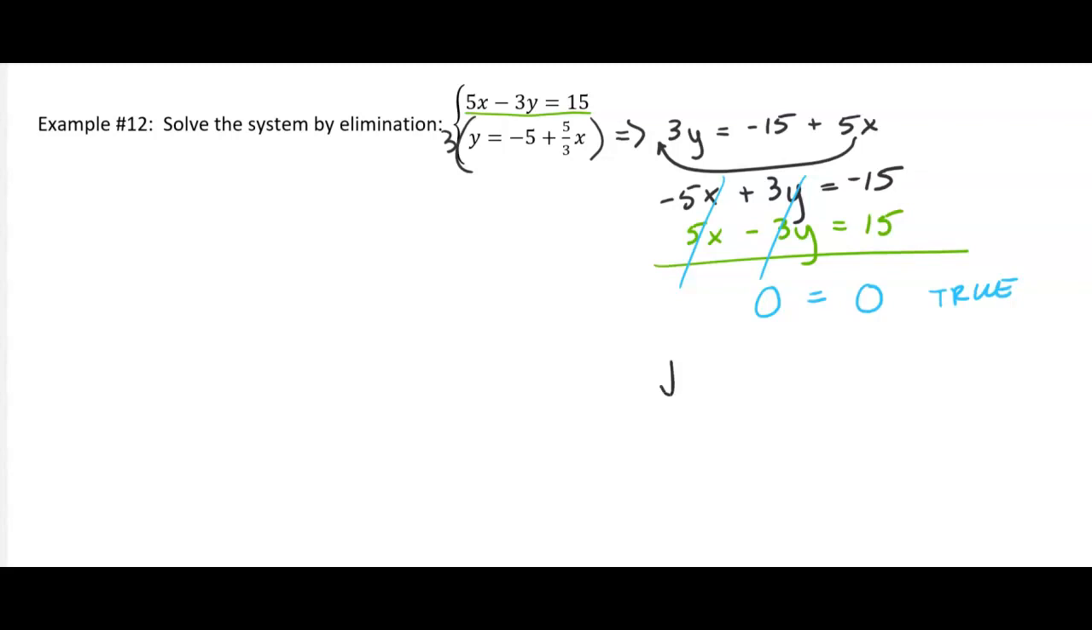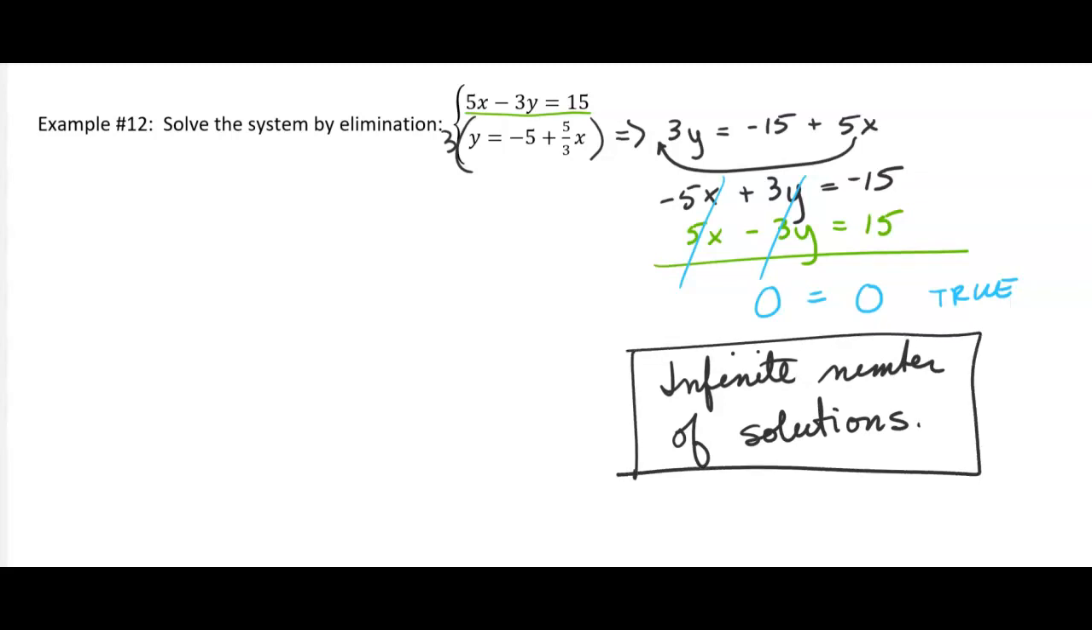So we're just going to write infinite number of solutions. Don't try to squeeze an x in or just think the answer is 0 or whatever. We've lost our variables, and that's okay. It just means it's not the consistent system where you get one solution, okay? And so there's actually an infinite number of solutions here.